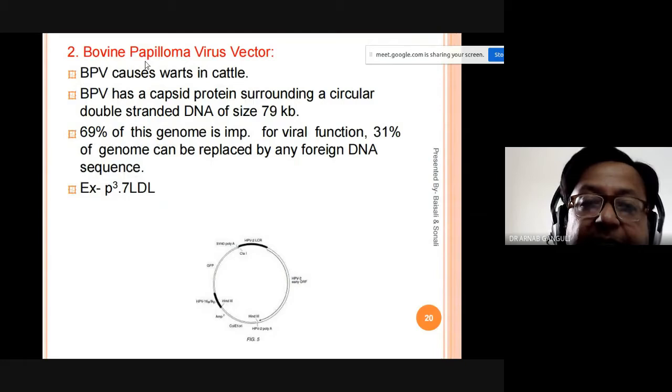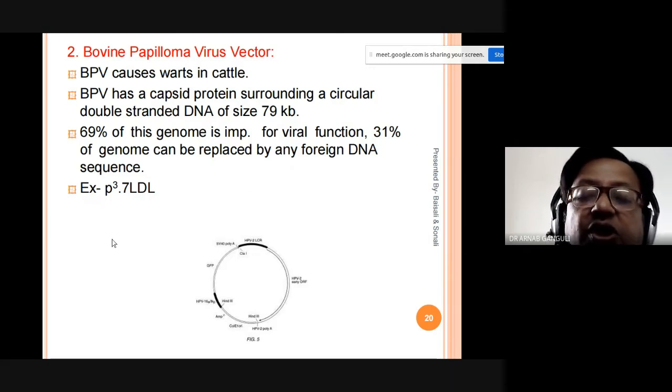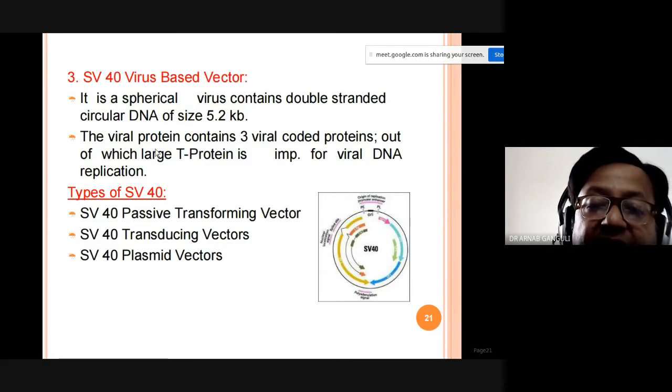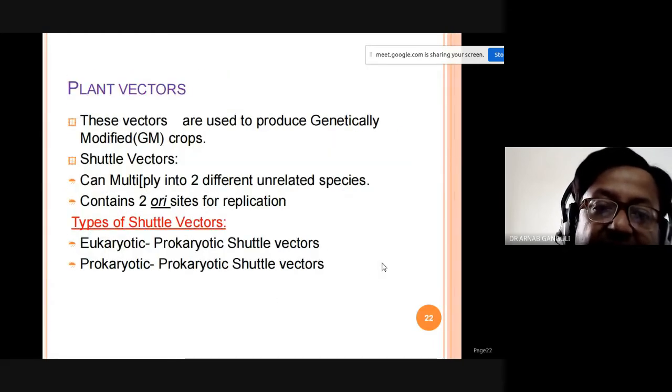You have the bovine papilloma virus vector. It's around 79 kb long, and you can clone large amounts of sequences. SV40 vector. You just have to simply practice these figures. You have plant vectors. You don't need to study them.